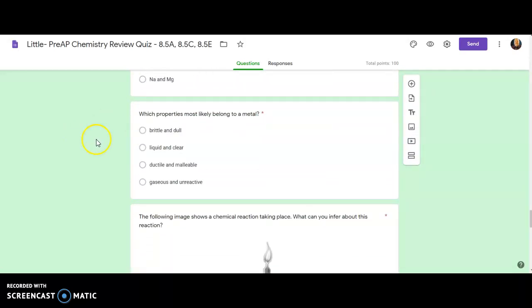Next question. Which properties most likely belong to a metal? Brittle and dull, liquid and clear, ductile and malleable, or gaseous and unreactive?